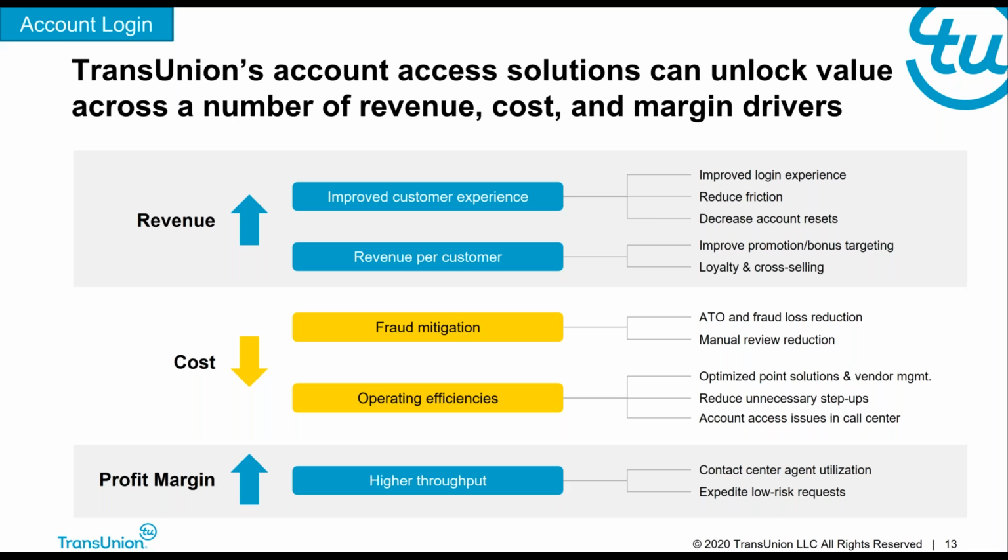Other operating efficiencies that you can gain are reducing unnecessary step-ups, reducing account access issues in the call center. And this all leads to higher throughput. So if you can optimize your contact center utilization, if you can expedite low-risk requests, that all creates greater efficiencies that increase your profit margin.